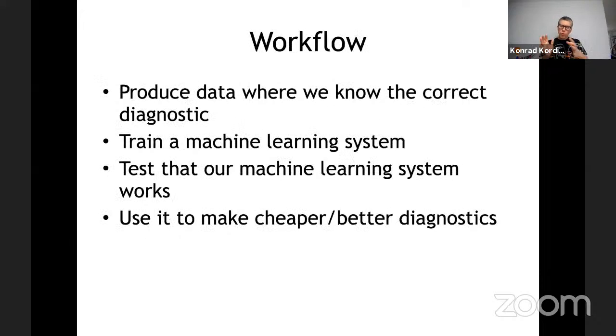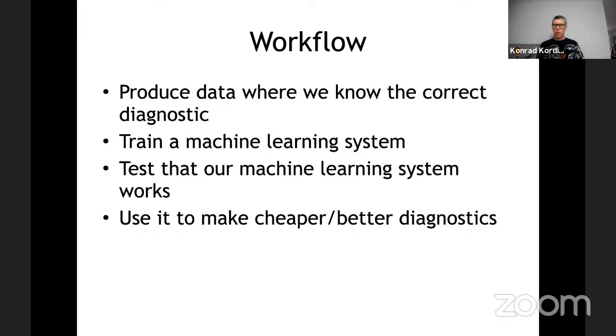So I will now review the standard workflow that people use for machine learning. I know it will be well known for a lot of you, but I just want to make sure that everyone is on board as we start speaking about these topics. So what's the workflow? The first thing is we produce data where we know what the correct diagnosis is. We find out if people actually have the flu. We find out if they're able to move in a certain way. We find out if they have Parkinson's disease, all those things.